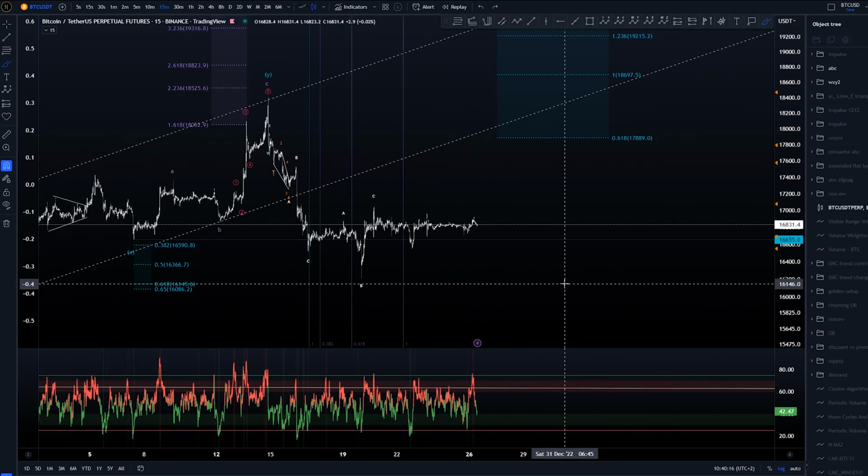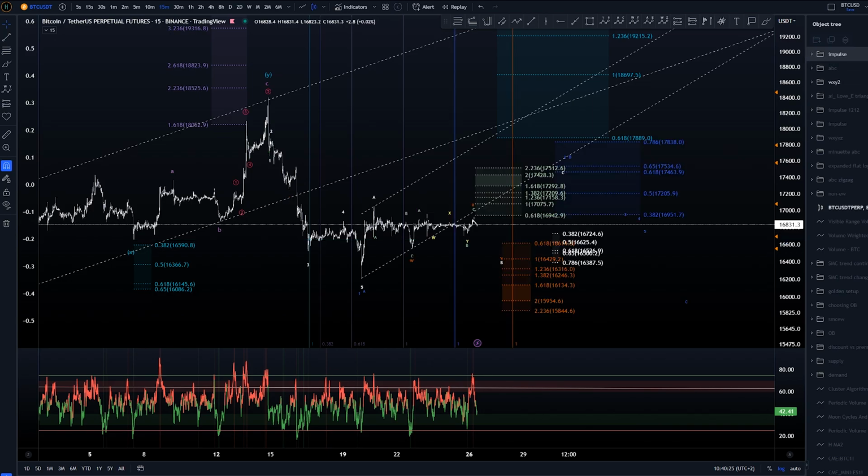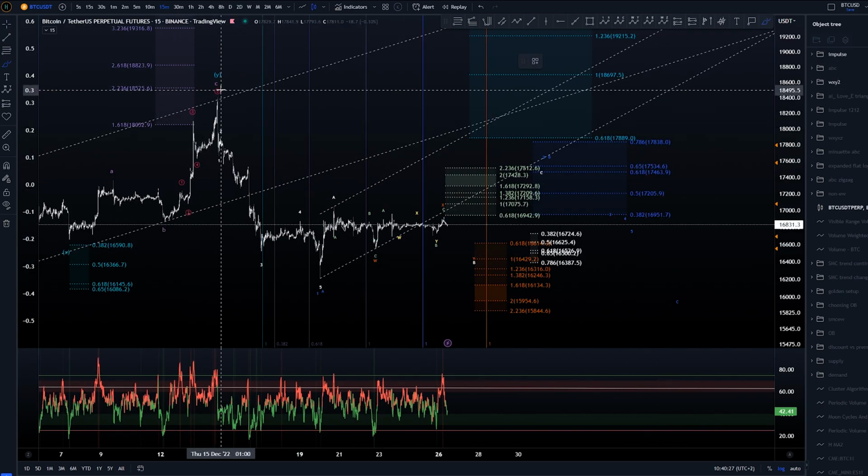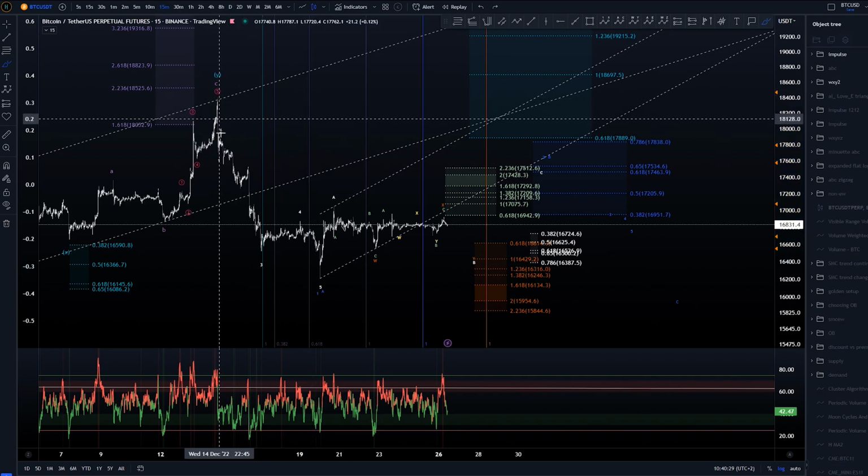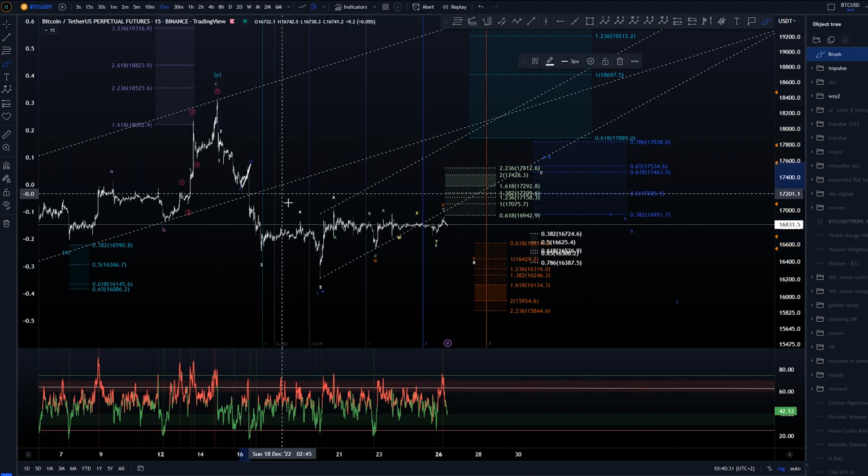I don't think this is very likely. The expectation on the higher time frames is not really this one, so keep that in mind. This is the main scenario, where we had this as a 5-wave structure going from the highs. Either this is a 1-2 here, or this is the 1-2 here.